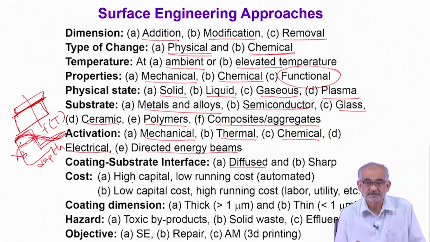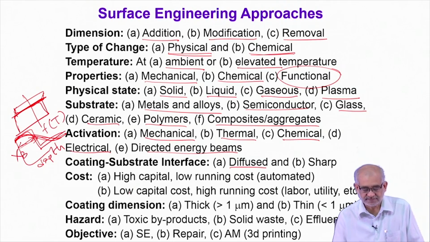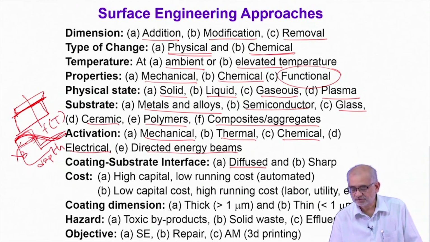Now, the user would also be concerned about the investment, the cost. The majority of the conventional processes are of the type which have low capital cost, but high running cost because of the electricity, the various chemicals, labor cost and so on. So, these are mostly the conventional processes.